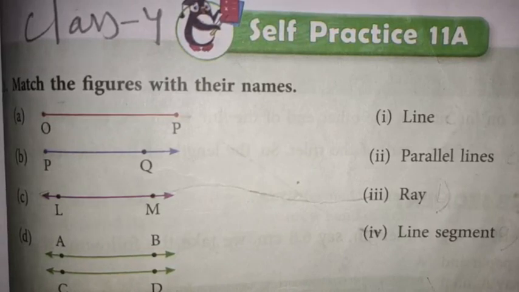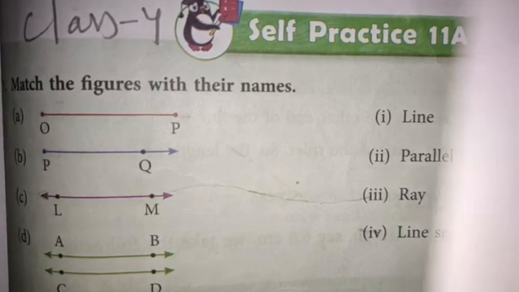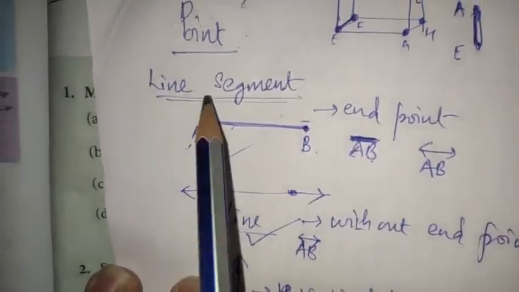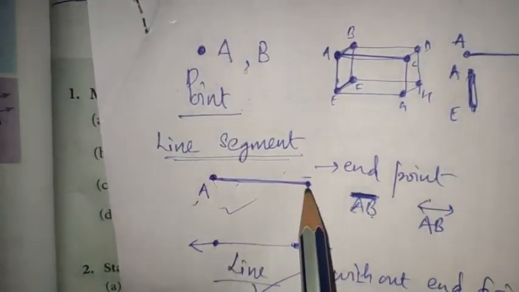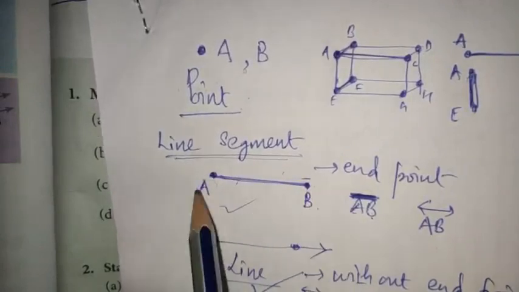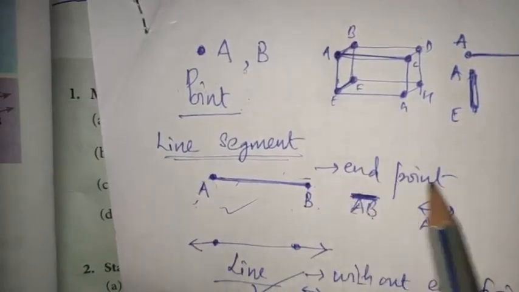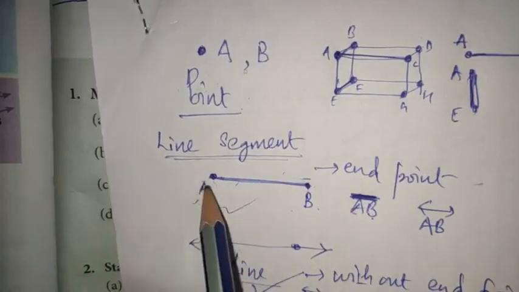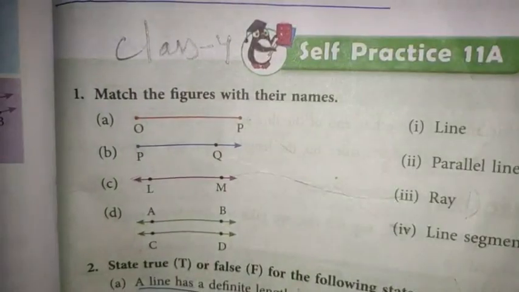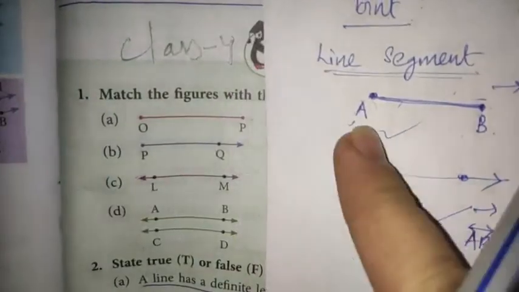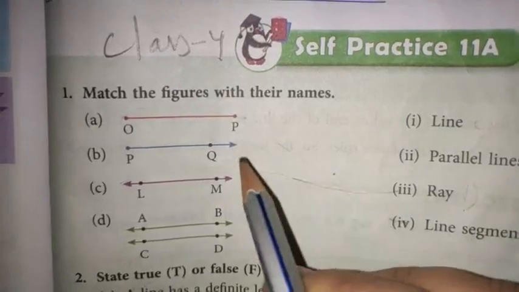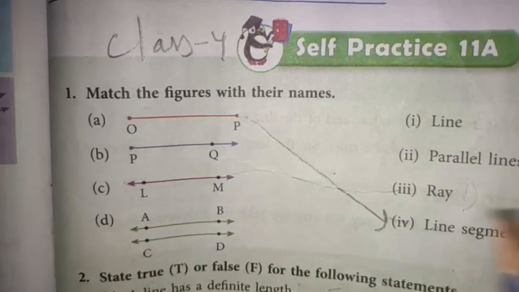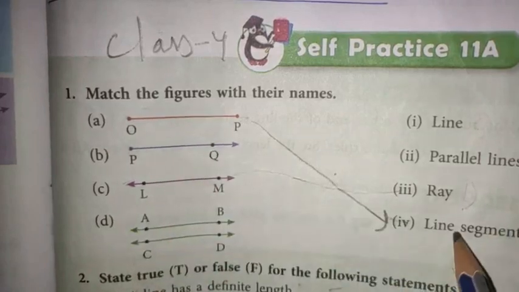I'll show you the explanation part which I have done. Just see the first one, the point and the line segment here. Two points were there, at both the ends. Yes, they have end points, so it is a line segment. This is getting matched with this, OP and here AB. So do you have an option of line segment here? Yes, we have the option of line segment, so your answer will be line segment.